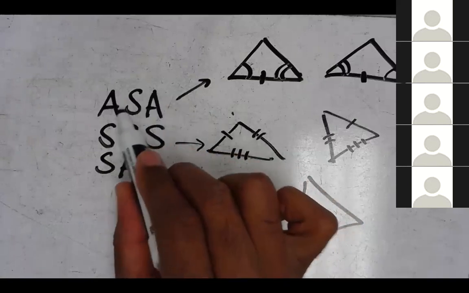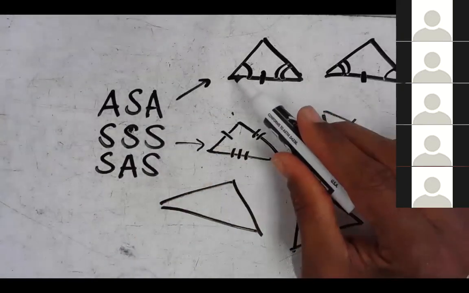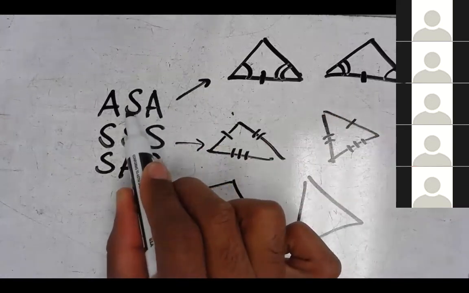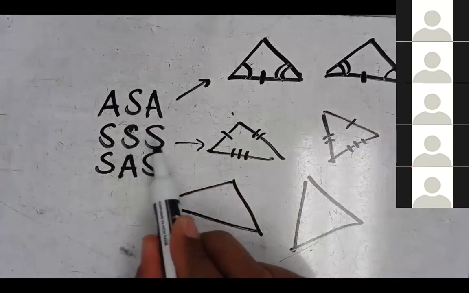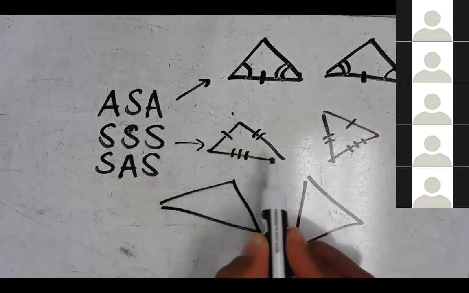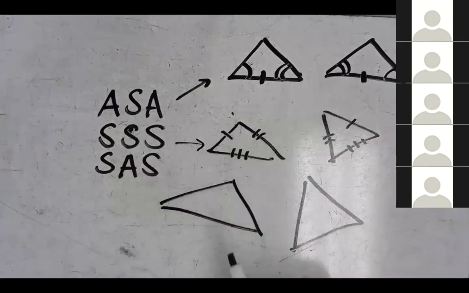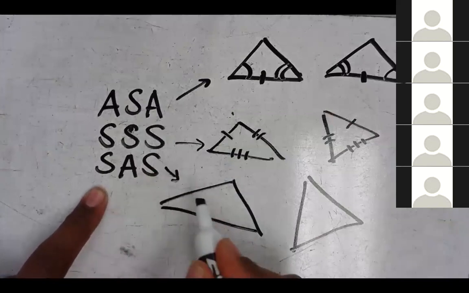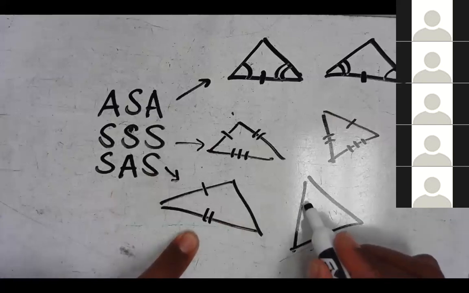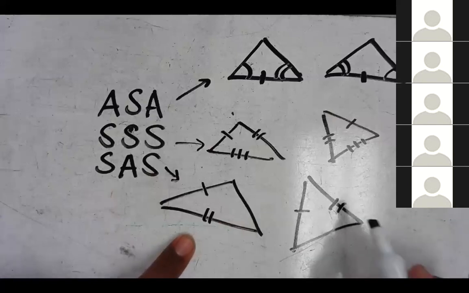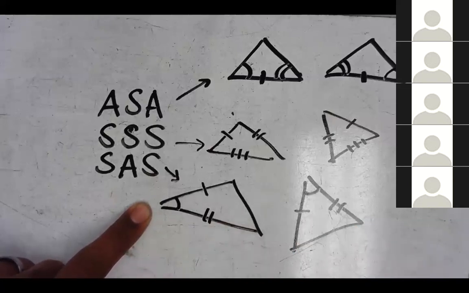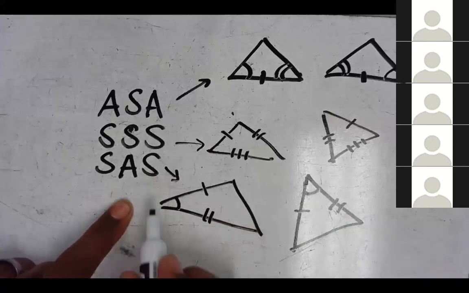So the first one, ASA, we had angle and then angle with a side in the middle. So notice how the S is in the middle. Then here you had two triangles and all three sides were equal. And then this one, SAS, you have two sides that are equal on this triangle and this triangle with an angle that's in the middle of the two, or in between.